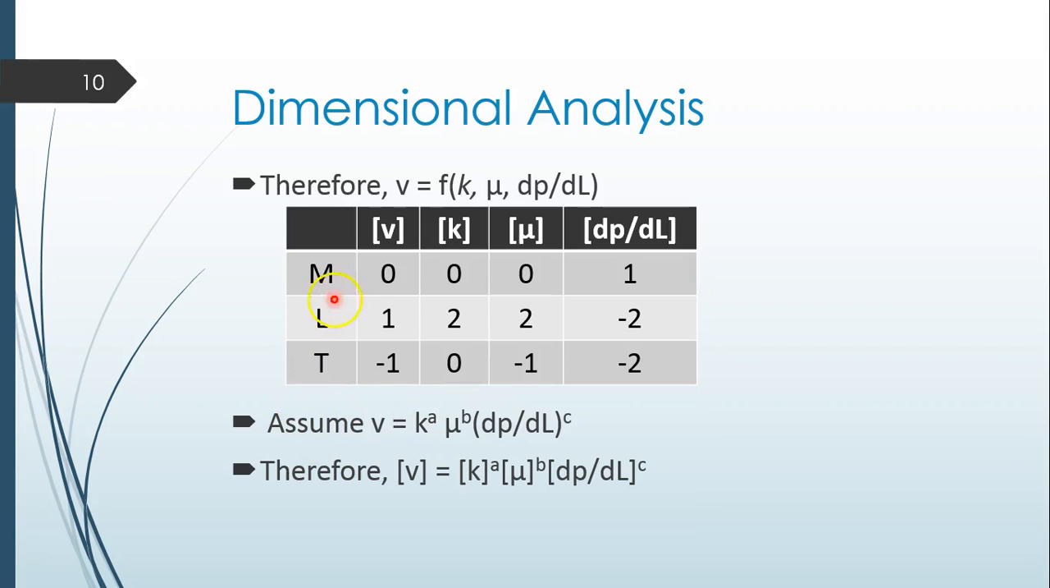Now here we assume V, the flow rate, to be the dependent variable, and K, mu, and pressure gradient to be the independent variables. So we assume V is equal to K to the power A into mu to the power B into dP by dl to the power C. Therefore dimensions of V should be equal to dimensions of K to the power A into dimensions of mu to the power B into dimensions of dP by dl to the power C.